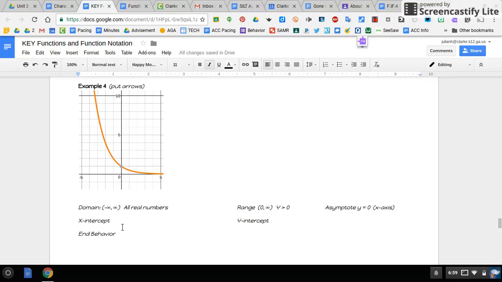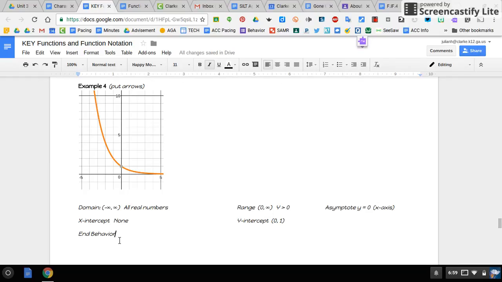X-intercept. Again, it doesn't have one because it doesn't ever hit the x-axis. Y-intercept for this graph crosses at (0, 1). Now, real quick, does this graph have a maximum or a minimum? No. Since it never reaches 0 but gets closer and closer and closer, it has no minimum. And then it goes up to infinity, and because you can't reach it, we say that there is no maximum.